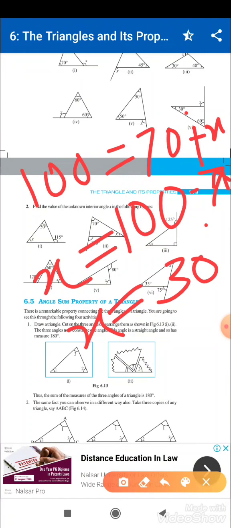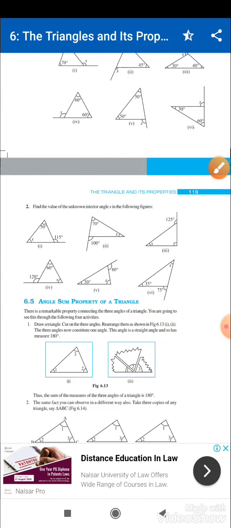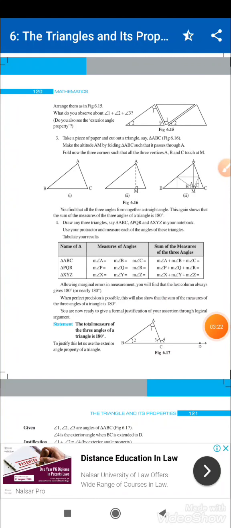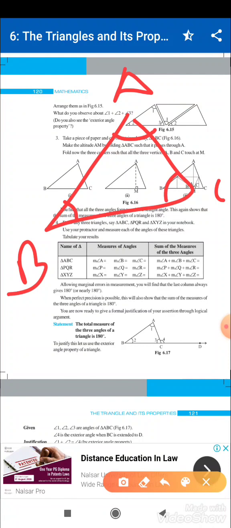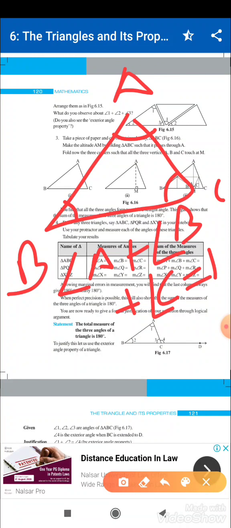Now move to our second topic, the angle sum property of a triangle. The first thing we have to know is what the angle sum property states. The angle sum property states that the total measurement of the three angles of a triangle is 180 degree. You can see on the screen that ABC is a triangle in which angle A, angle B and angle C are the interior angles. According to this property, the sum of angle A, angle B and angle C is equal to 180 degree.